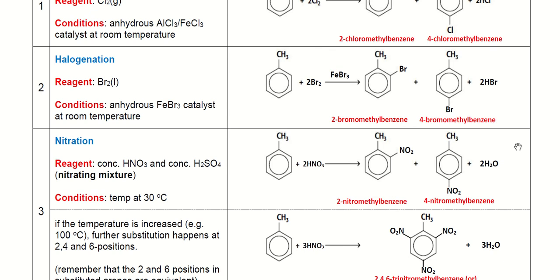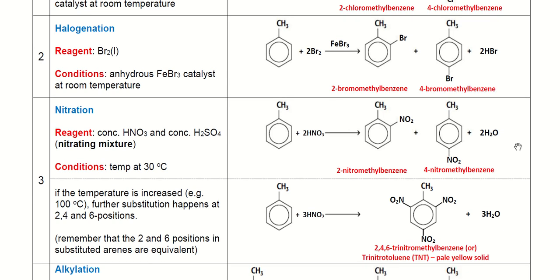Now next one, this is the same thing, still under electrophilic substitution, and that's the mechanism as well. So we have nitration. You see here, concentrated HNO3 and also concentrated sulfuric acid. How to get the NO2? I already showed you under benzene. Now remember, since methylbenzene is more reactive than benzene, the temperature is less compared to benzene. Benzene has 55 degrees Celsius, but for this one we have only 30 degrees Celsius.